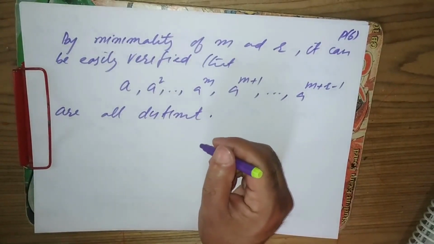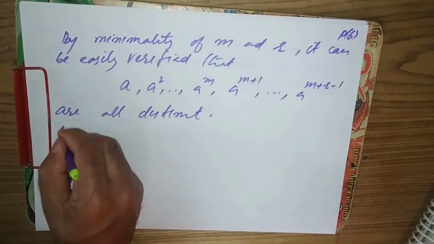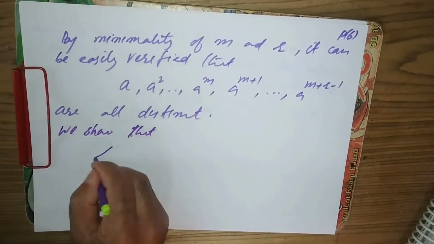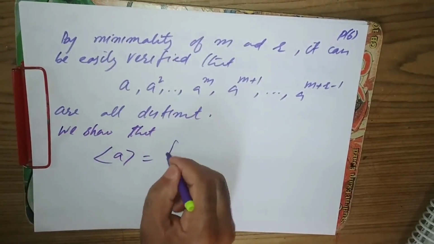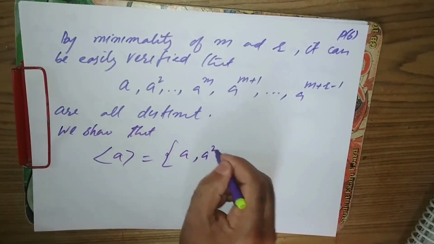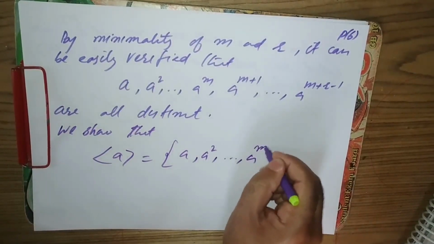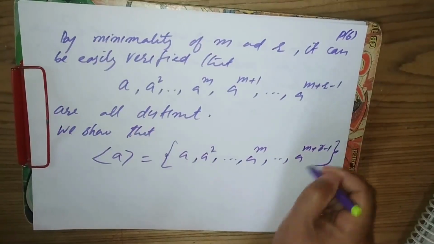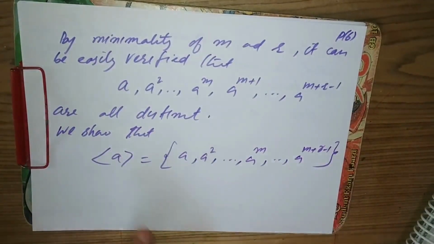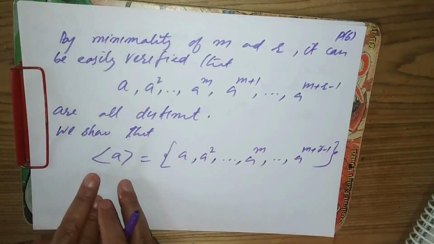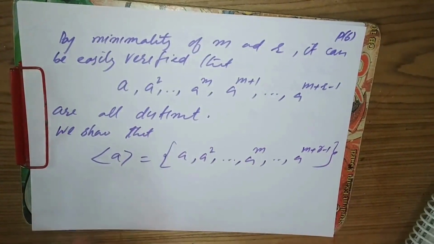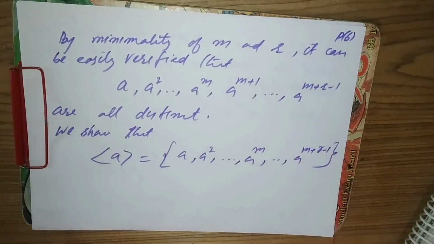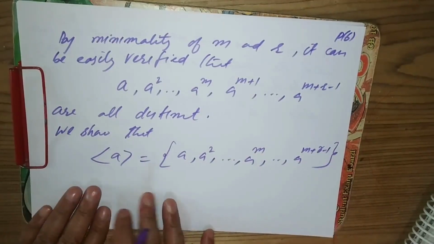And we show that this subgroup generated by a is equal to a, a square, up to a power m plus r minus 1. It's equal to this. It's a finite semigroup, a finite monogenic semigroup. In that case, it has a finite number of elements, m plus r minus 1. We'll see that case. So they are all distinct.